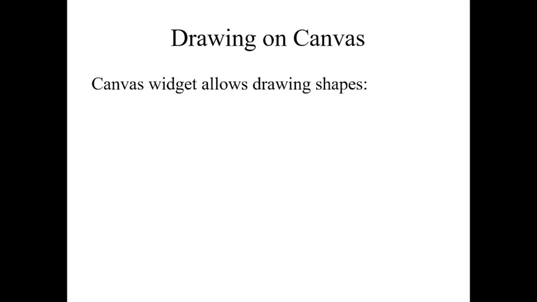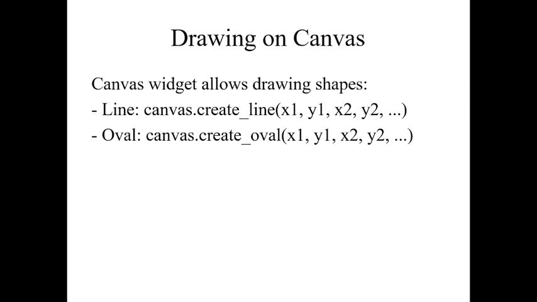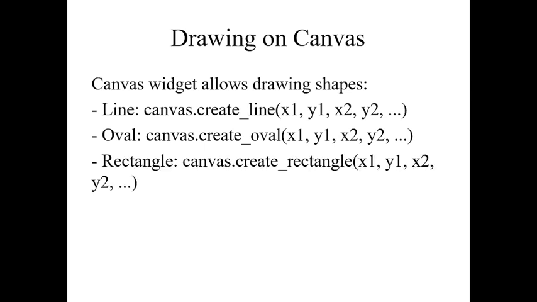Now, drawing on canvas. Canvas widgets allow drawing shapes. If you want to draw a line, an oval shape, or a rectangle, then you can use the canvas. How to use it? To draw a line, there is an inbuilt function, canvas dot create line, and then pass the starting point and end point of the line. Same for the oval, same for rectangles.